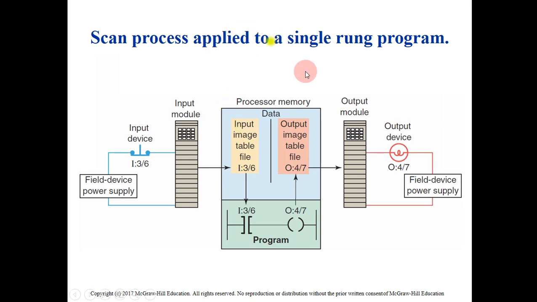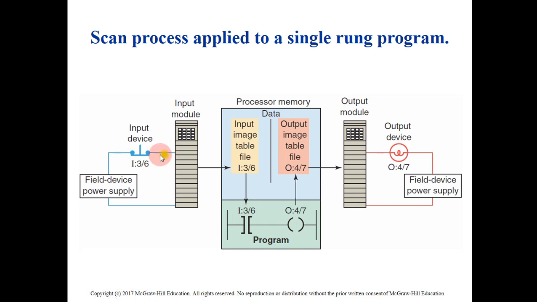This scan process applies to a single rank program. When we say single rank program, that means it consists of one rank only. There are no parallel rows here, no many rows. It's only one rank. So this rank consists of two instructions, one for the input at slot number 3, terminal number 6, and the other instruction, output, at slot number 4, terminal number 7. Okay, so you can see this is the input terminal, terminal number 6. You can see this is slot number 3, terminal number 6.